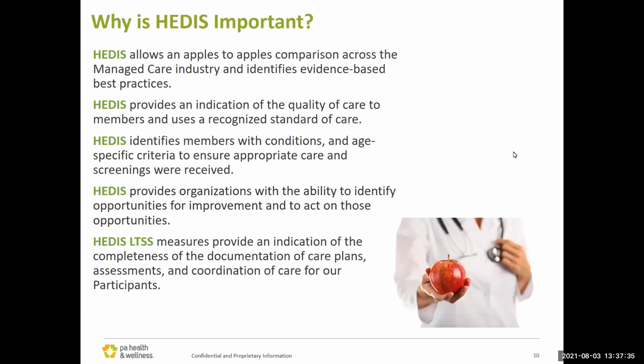Next. Okay, there's a couple things here. I'll just run through them real briefly. You'll have this deck as a reference, but again, it allows apples to apples comparison, provides an indication of quality of care to our members. It identifies members with condition and age-specific criteria, provides organizations with the ability to identify opportunities for improvement and act on those. And the HEDIS LTSS measures specifically, they provide an indication of the completeness of the documentation of the care plans, assessments, and all the items that are required for the coordination of care for our participants.